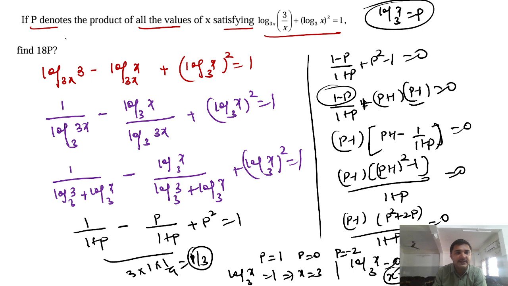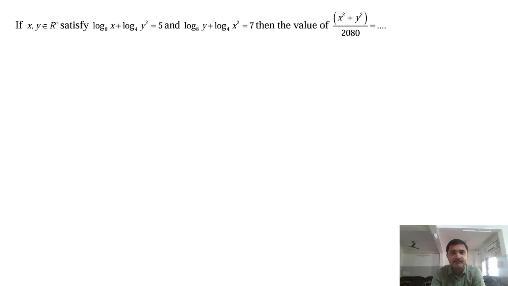What are they expecting from us? 18 times 1 by 3, which is nothing but equal to 6. And this is what we are going to get. Isn't it? Yes? I hope it is done. Take the screenshot, or else you just pause the video and write accordingly.